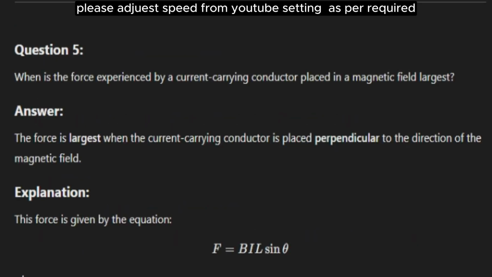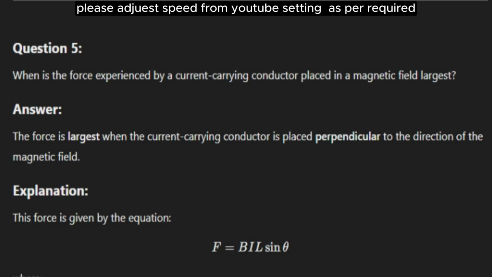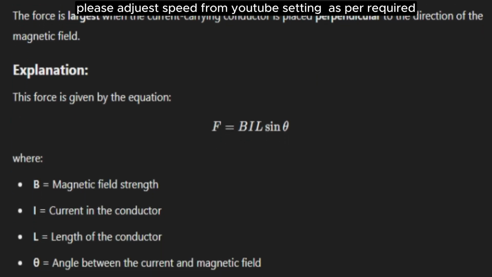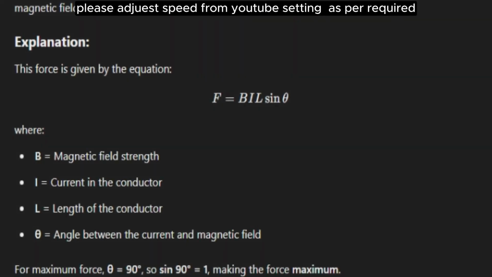Question 5. When is the force experienced by a current-carrying conductor placed in a magnetic field largest? Answer. The force is largest when the current-carrying conductor is placed perpendicular to the direction of the magnetic field. Explanation. This force is given by the equation F equals BIL sin theta, where B equals magnetic field strength, I equals current in the conductor, L equals length of the conductor, theta equals angle between the current and magnetic field. For maximum force, theta equals 90 degrees, so sin 90 degrees equals 1, making the force maximum.